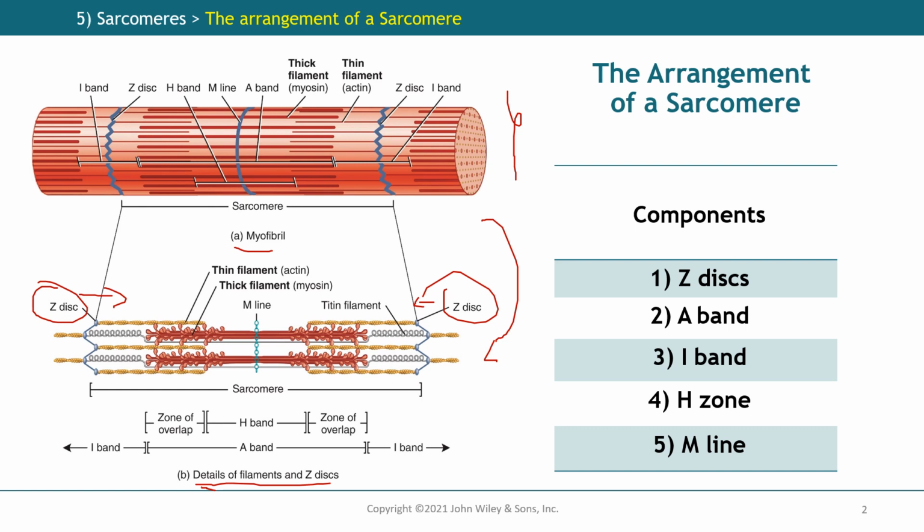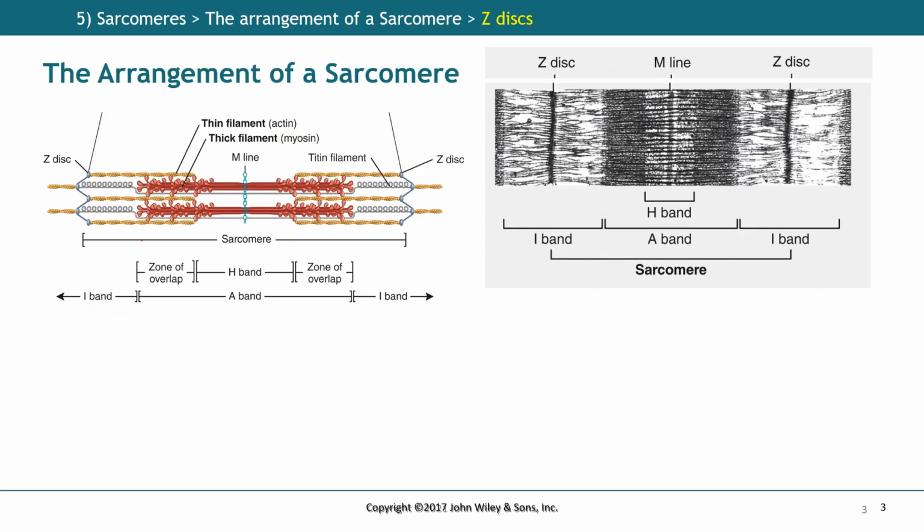So here we are just zooming in into the dynamics, zooming into what is happening in the myofibril. Okay, so we're going to talk about the following components: the Z disc, A band, I band, H zone, and M line. Okay, so let's go on and start talking of each one of those. So let's start talking about the first component.